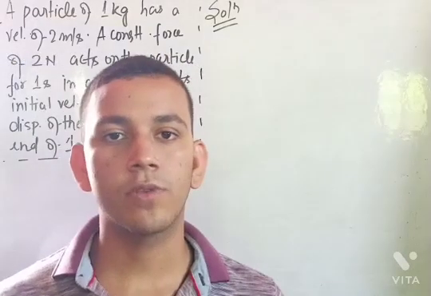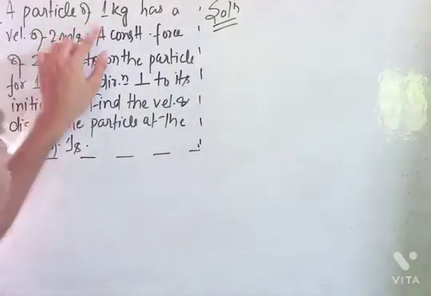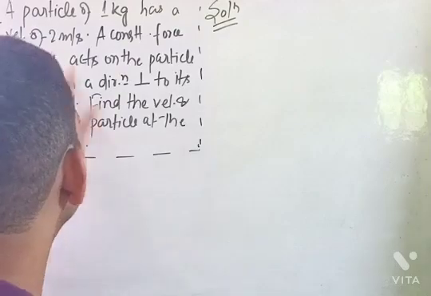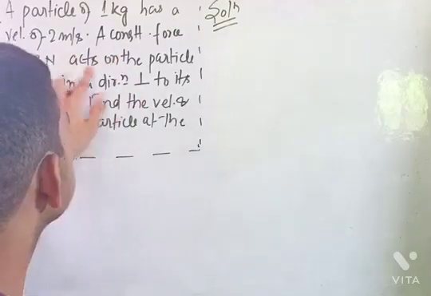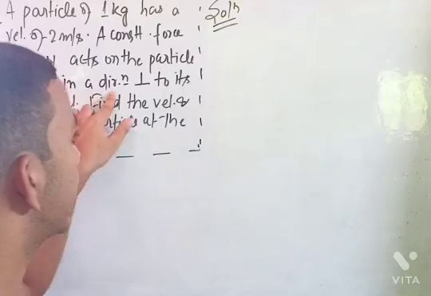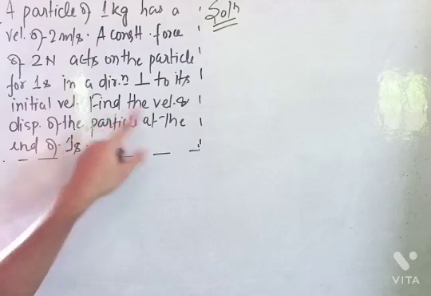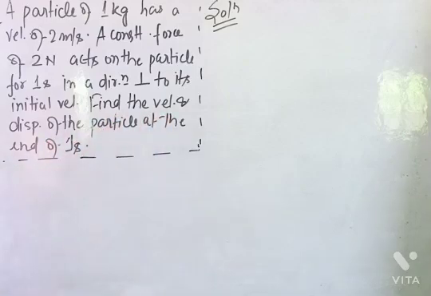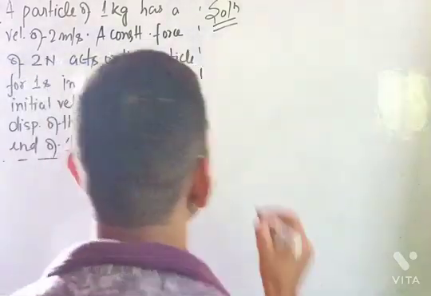Hello everyone, let's solve the next question. Here we are given that a particle of 1 kg has a velocity of 2 meter per second. A constant force of 2 Newton acts on the particle for 1 second in a direction perpendicular to the initial velocity of the particle. We have to find the velocity and displacement of the particle at the end of 1 second. Let's first draw the diagram.